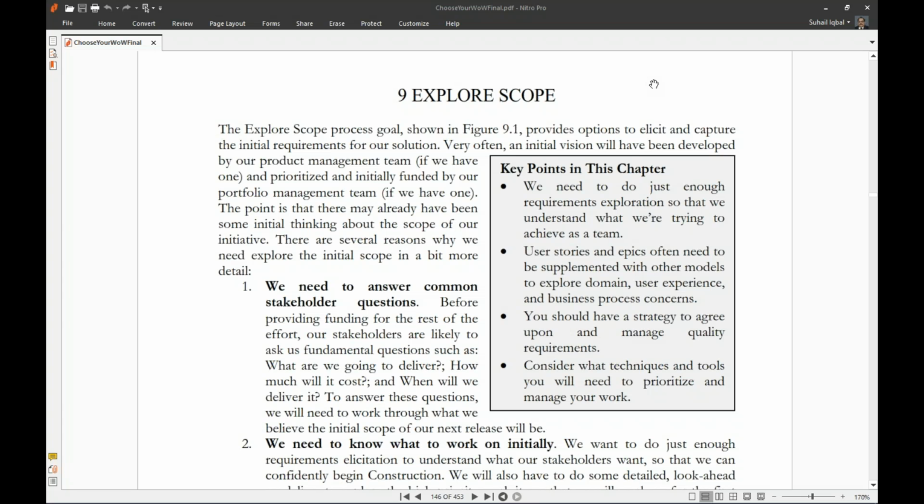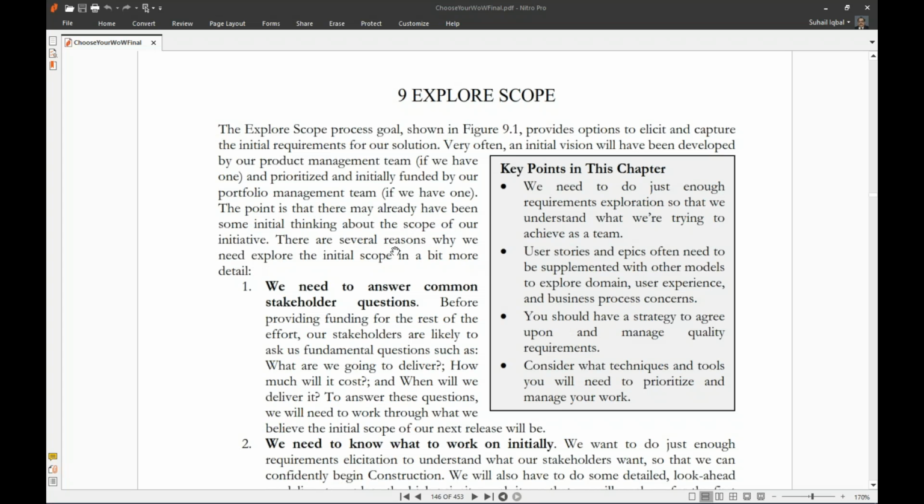The explore scope process shown in figure 9.1 provides options to elicit and capture the initial requirements for our solution. Very often an initial vision will have been developed by our product management team if we have one, and prioritized and initially funded by our portfolio management team if we have one. The point is that there may already have been some initial thinking about the scope of our initiative. There are several reasons why we need to explore the initial scope in a bit more detail.